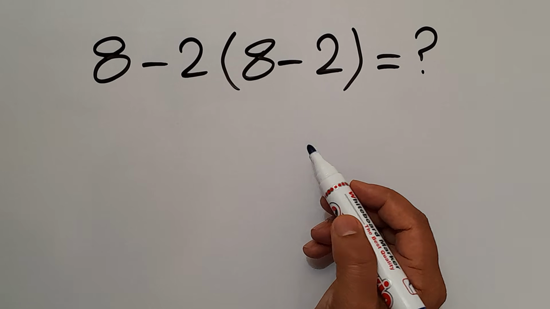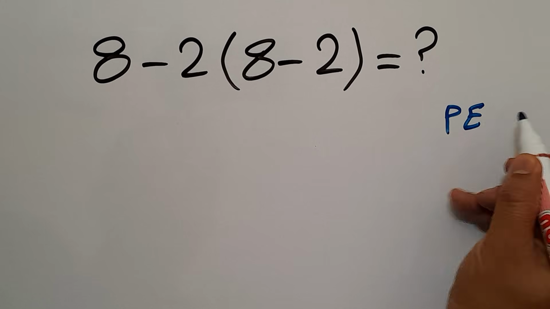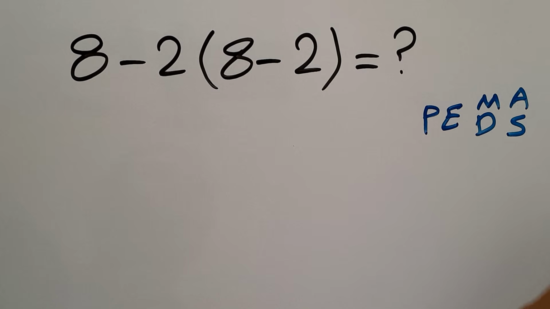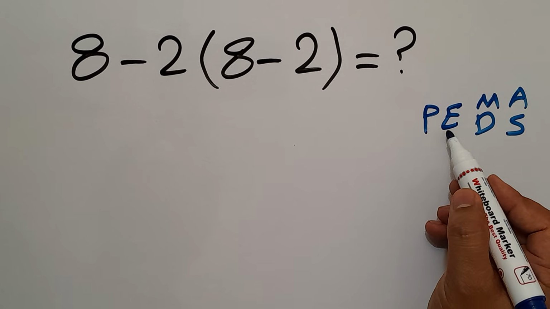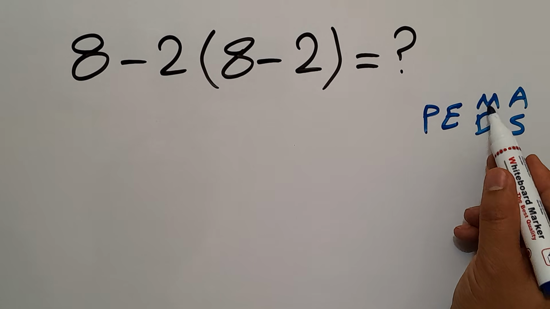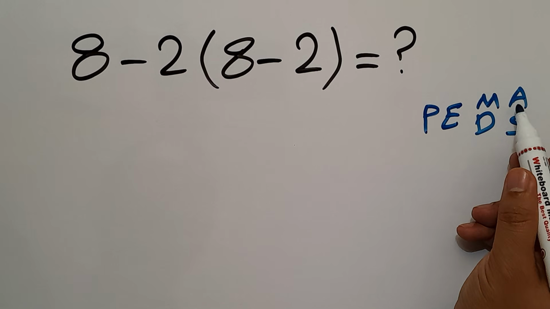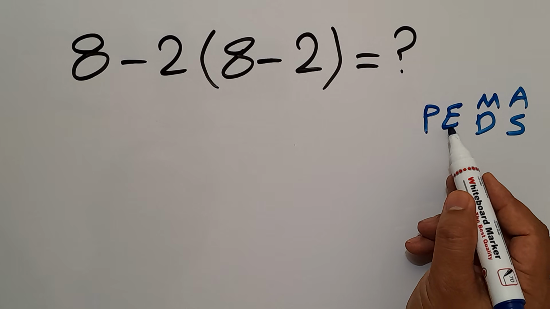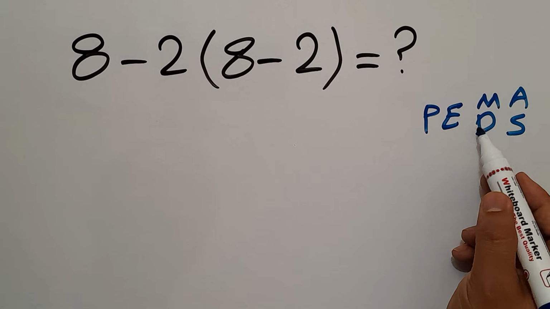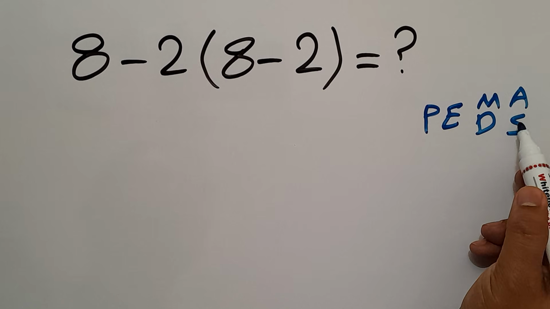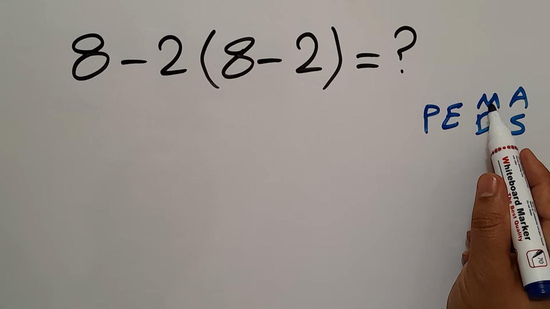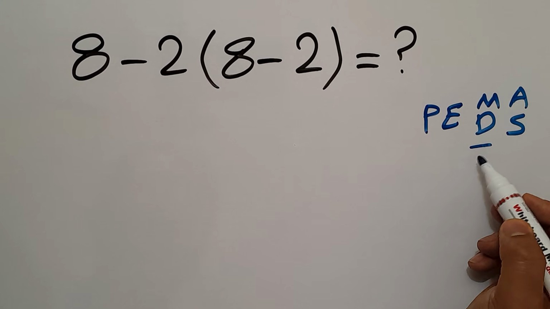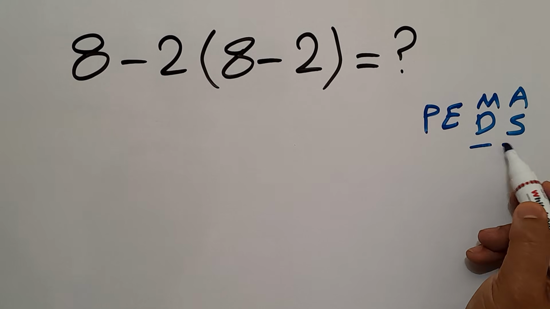According to the order of operations, which is PEMDAS, P stands for parentheses, E stands for exponents, M and D stand for multiplication and division, and A and S stand for addition and subtraction. We first do parentheses, then exponents, then multiplication or division, and finally addition or subtraction. Remember that multiplication and division have equal priority and we have to go from left to right, and the same applies to addition and subtraction.